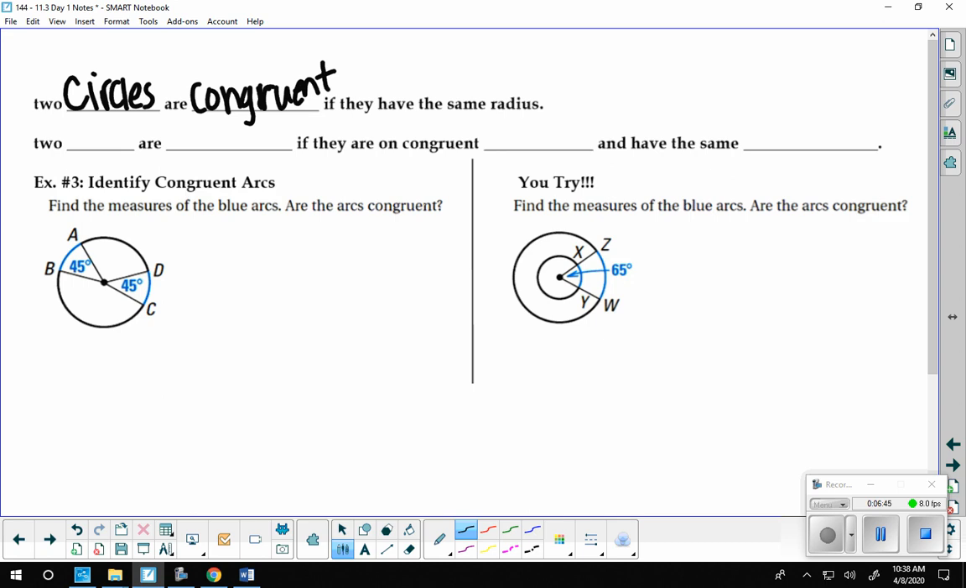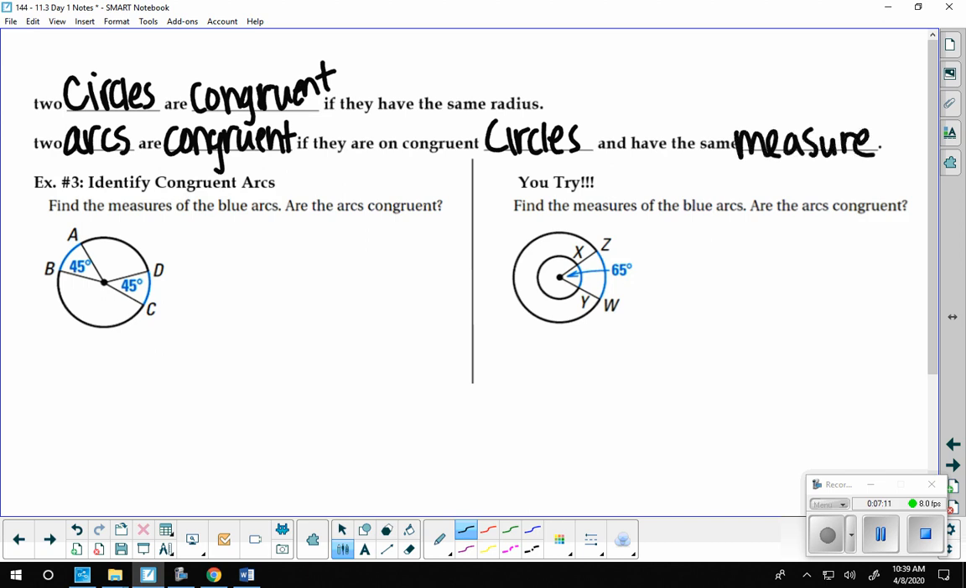And then also, two arcs are congruent if they are on congruent circles and have the same measure. Okay, so circles are congruent if they have the same radius, and two arcs are congruent if they are on congruent circles and have the same measure. So for example, and I know there's another blank there that says arc length. We'll get to that after these two examples.